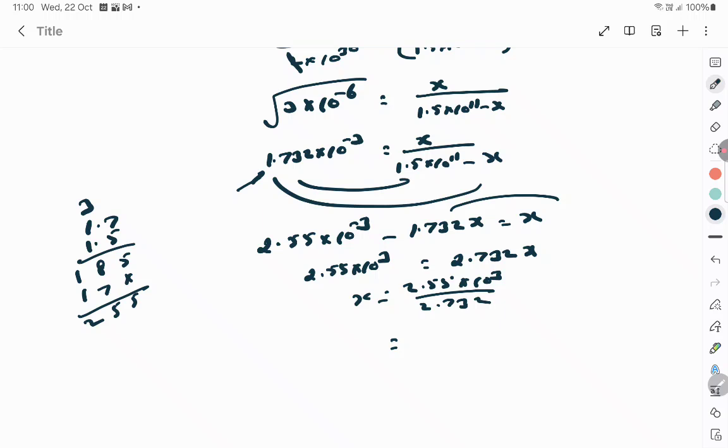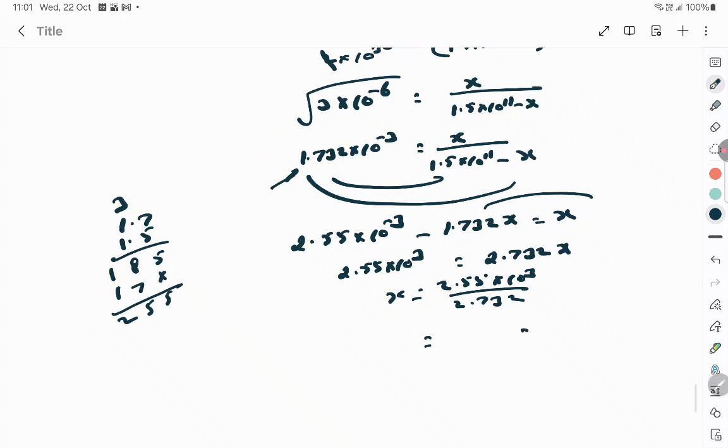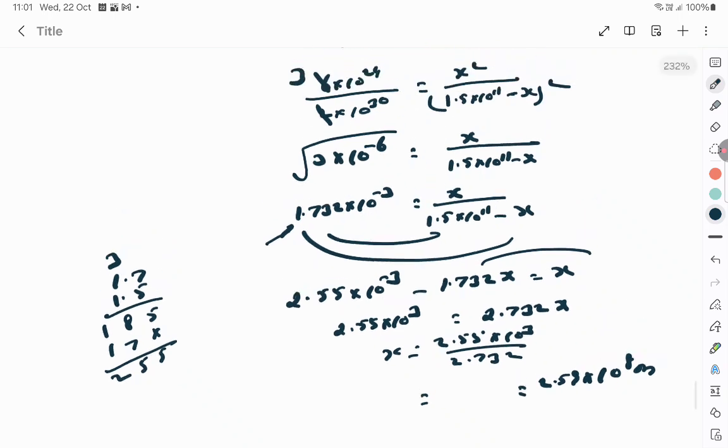So what is x? The answer that they have got for x is 2.59 into 10 to the power 8. Just have to see if you will get anywhere near this. No, I don't think so. So what is the mistake?